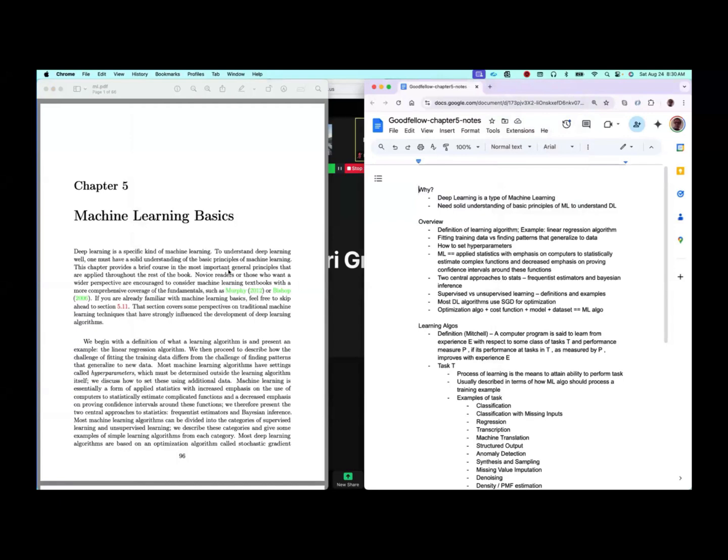Okay, so this is the chapter. The first section is mostly not mathematical at all, except for a little bit when we do the linear regression example. So what is the reason for this chapter? He says deep learning is a type of machine learning, and you need some solid understanding of the basic principles of ML to understand deep learning. That's the reason for this chapter.